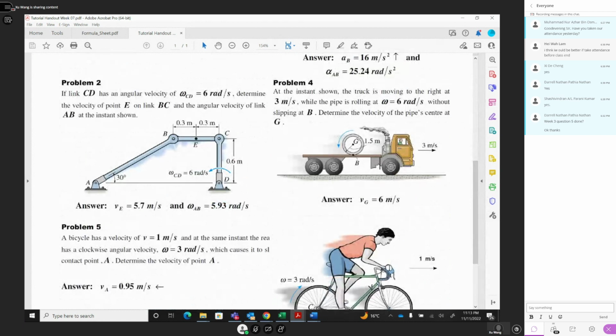This truck, at this time instant, the truck is moving to the right at 3 meters per second, while the pipe is rolling with omega equals 16 radians per second without slipping at the point B. Determine the speed of the pipe center at G. Okay, how to solve this problem?